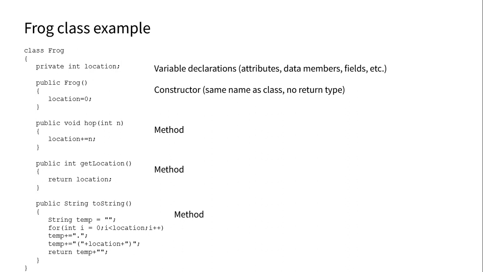Next up is the constructor. That has the same name as the class. And notice it doesn't have a return type. It's not public void frog. It's just public frog. And then we have three methods. Those are methods. You guys use methods all the time. Hops a certain number of spaces. Get location returns a number where it is, and the toString prints a frog.